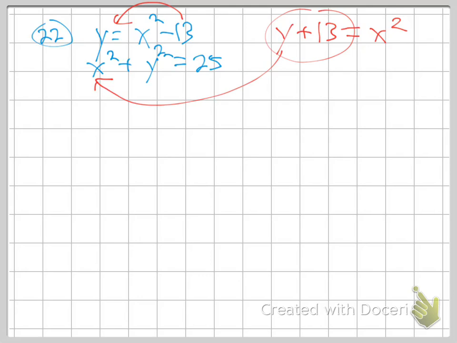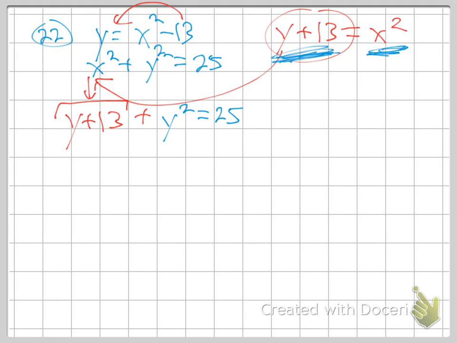Either way is okay. Either way is going to work. You're basically going to plug one into the other. It'll work either way, but this is easier. So this will be y plus 13, right? That's what x squared is. Y plus 13 plus y squared is 25. And I don't need to square it because this is x squared. It's already squared, right? So x already squared is y plus 13. It'd be wrong to square again.